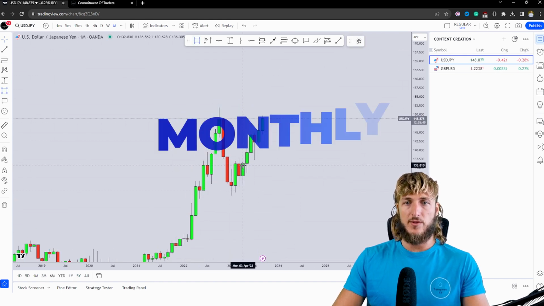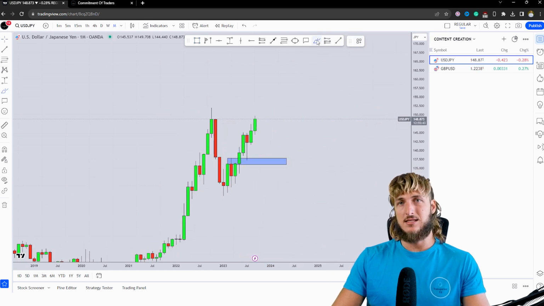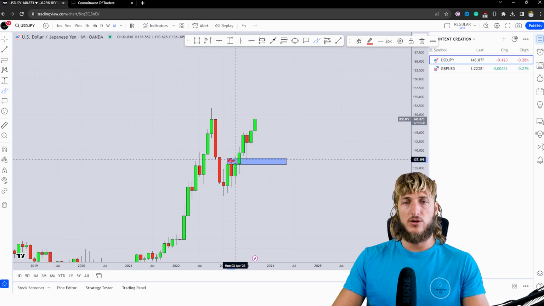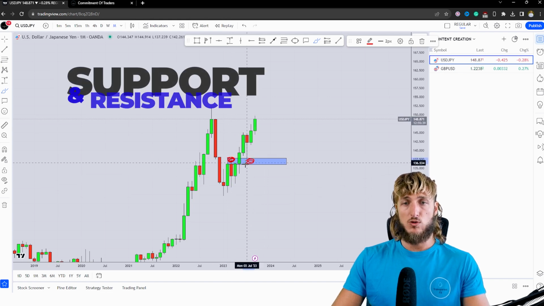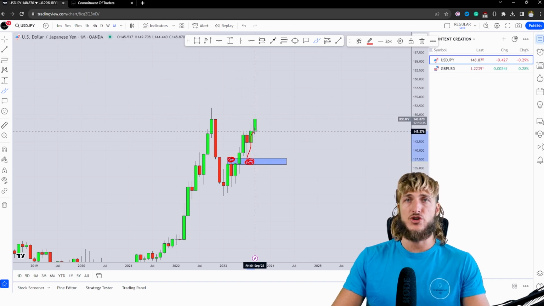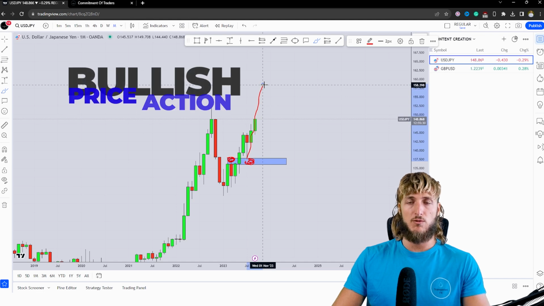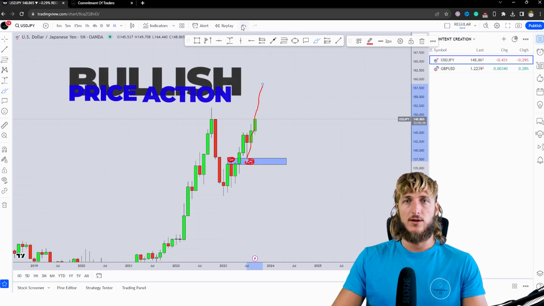Now, starting from the monthly time frame, what we can see is that we have a market which is currently testing a quite strong level of previous monthly resistance, which is now turned support. Now, as the market is testing this level and rejecting it to the upside, we could expect more potential bullish continuation to be created away from the zone.